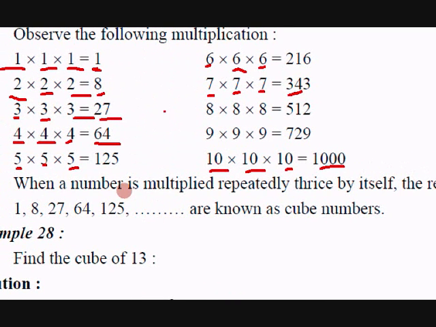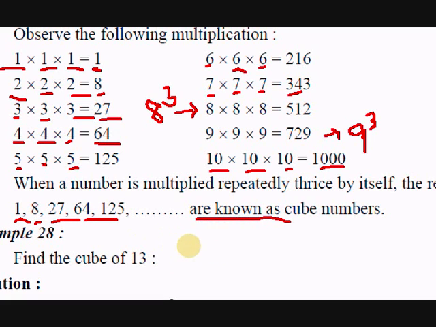What is a cube? Multiplying 3 times is called a cube. Okay. Look at this example. This is called cube. 3 is cubed. So likewise, 1, 8, 27, 64, 125 are known as cube numbers. Why are they called cube numbers? Because they are got by multiplying the same number 3 times.